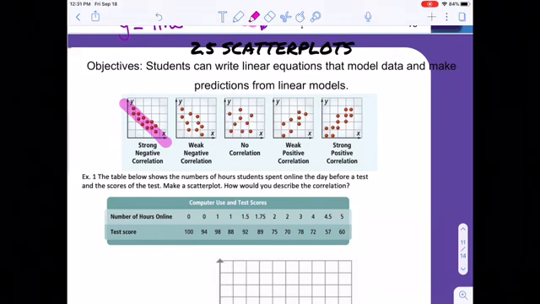A weak positive correlation is when the points are spread apart but still make a positive sort of slope, and a strong positive correlation is when the points are definitely close together and they make a positive slope.